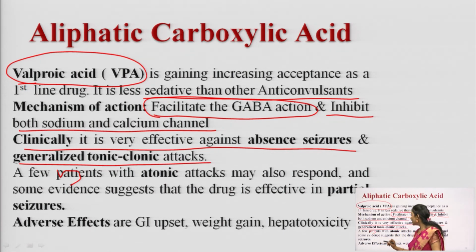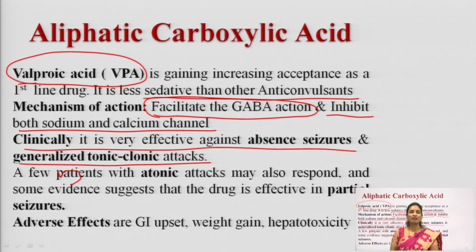And not only generalized tonic-clonic seizures and absence seizures, it has also been proved that it can be used in atonic seizures as well. And there is some evidence that it is effective in partial seizures as well. So, this is the best drug used for multiple types of seizures like tonic-clonic seizures, atonic seizures, absence seizures, and partial seizures. In all seizures, you can use valproic acid.